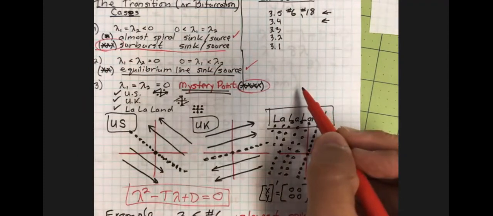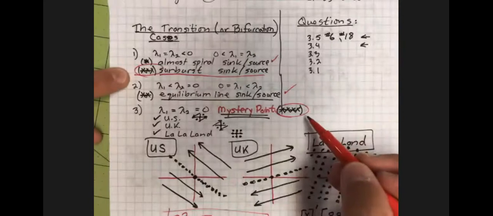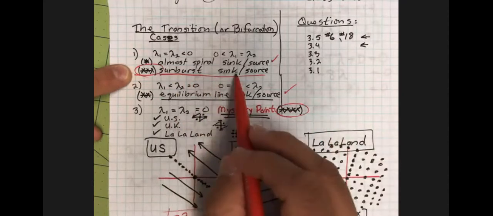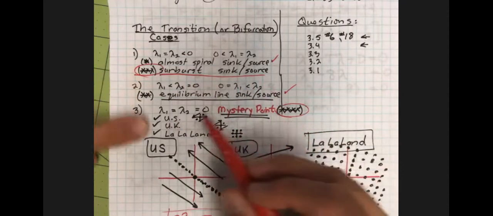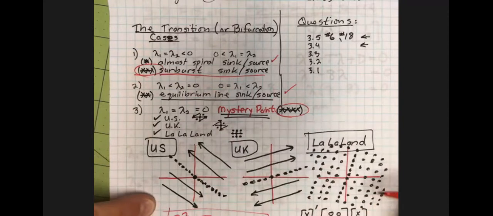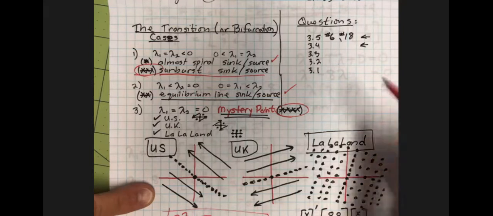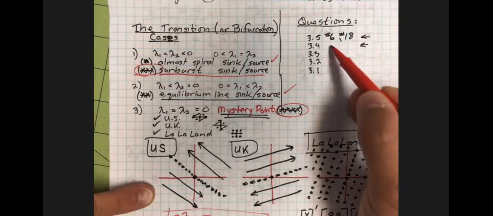When we put everything together in our beautiful trace determinant picture on Monday, we'll be able to bring these to you with minimal effort. These two, the sunburst sink source and the mystery point, US, UK, or La La Land, are the most rare cases. And I don't want to spend time calculating those right now. Let's do a hard complex number calculation.